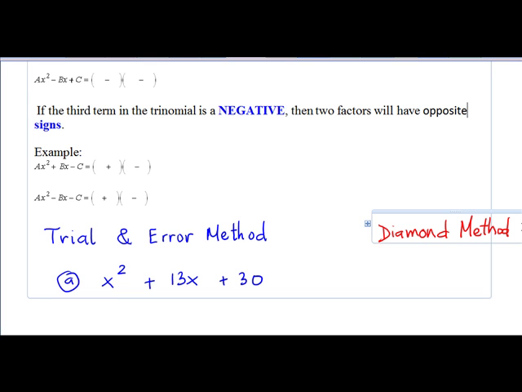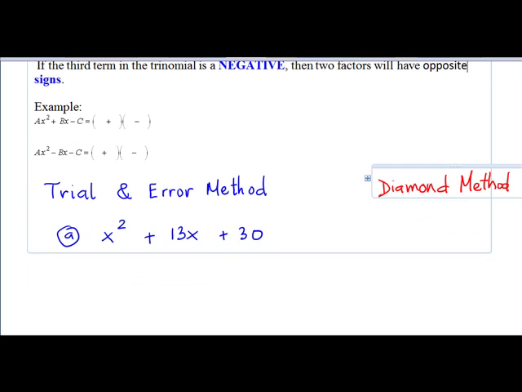So let me show you the example by showing you the trial and error method and the diamond method. That is a new method. It's very easy to do and very visual. And many students found this method is easy to use. Okay, so let me show you some examples for that.